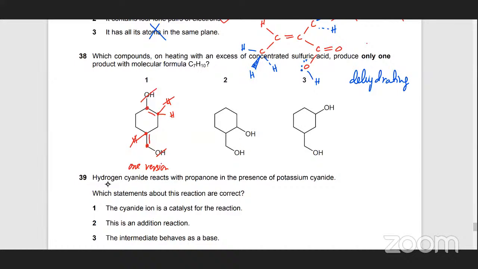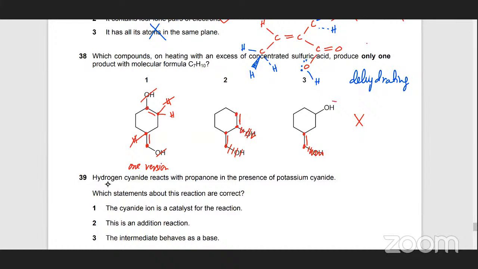Over here, the OH would be lost and the H would be lost from this carbon atom, and in the middle they would have a double bond. Same goes over here. The OH would be lost, the H would be lost from the neighboring carbon atom, and there's going to be a double bond over here. So 2 also looks to be correct because there's only going to be one version of this, but not number 3, because the OH and the H would be lost and there's going to be a double bond over here.